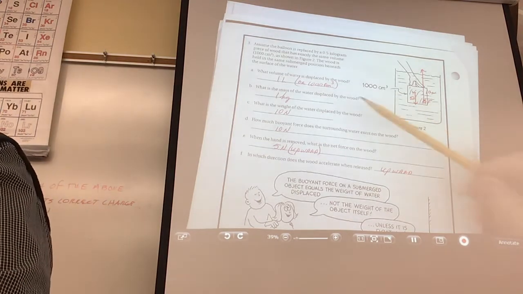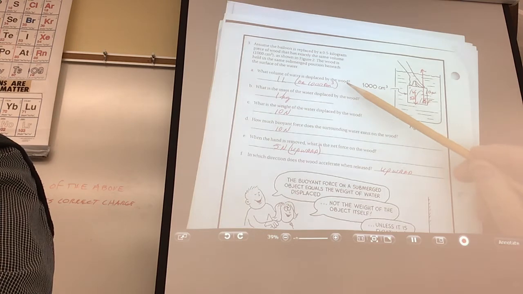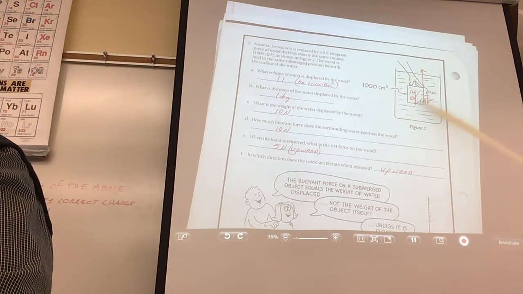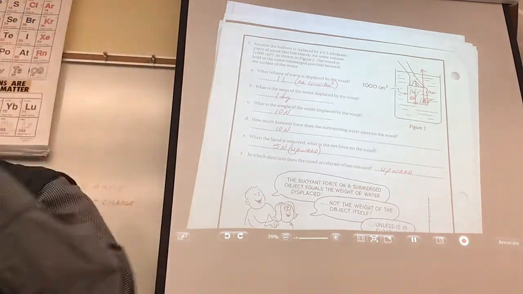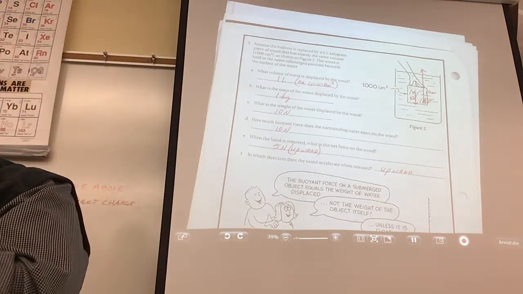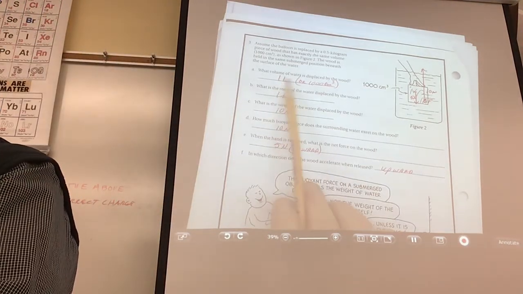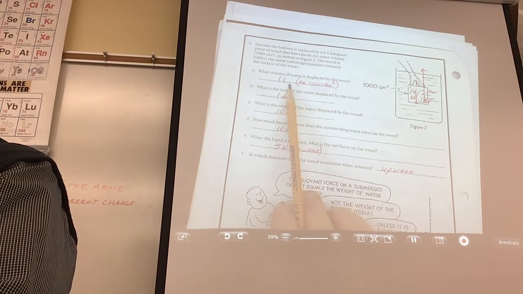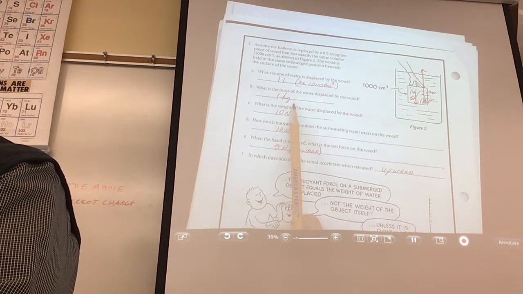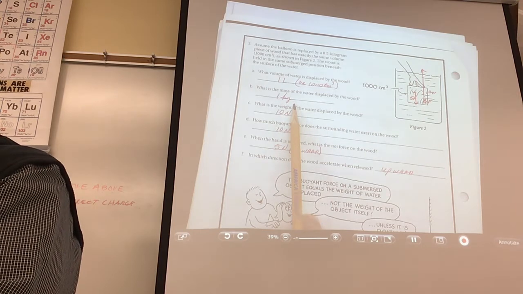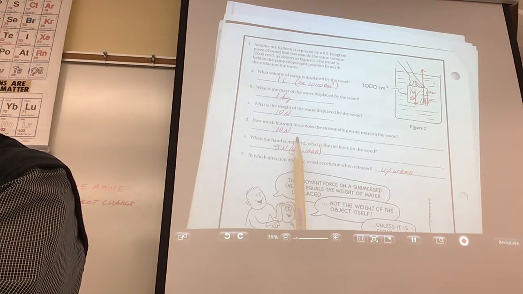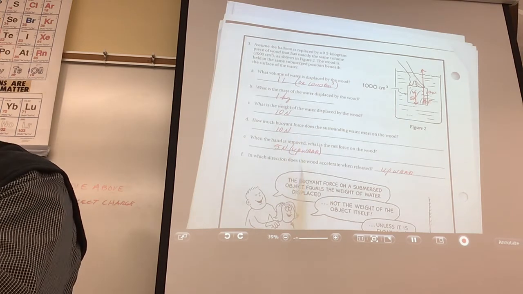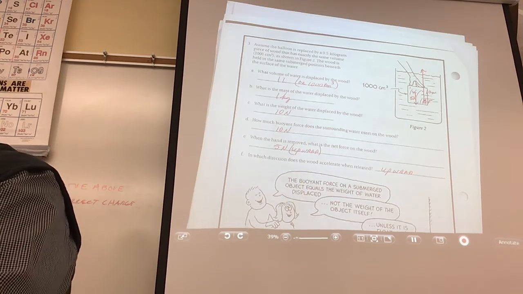What volume of water is being displaced by 1 liter of wood? I know the 1 liter of wood is displacing water, but what's the volume of water being displaced? 1 liter. What is the mass of the water being displaced? 1 kilo. And what is the weight of the water being displaced? 10 newtons. And what is the buoyant force? 10 newtons. Now, so we got that down, don't we? Yes. Now we got to do one more.